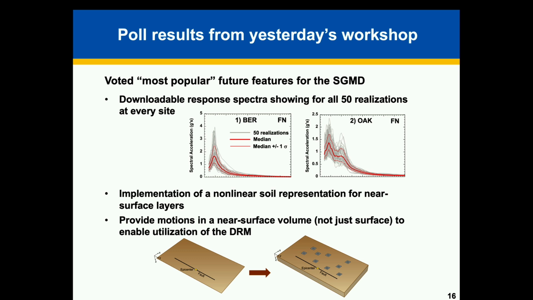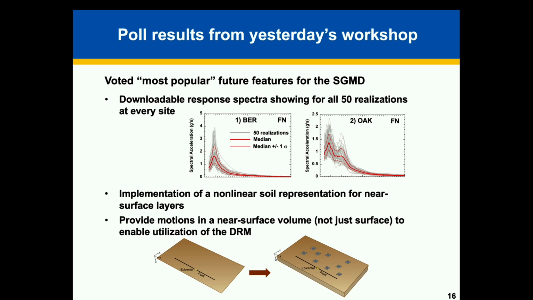So yesterday we took a poll. We had our usual poll, and I wanted to share with you what was voted the most popular future features. Guess what? One of the number one was downloadable response spectra shown for all 50 realizations at every site. And so luckily we've already done that. So we'd be happy to download those graphics so that they're clickable and people can look at that site and see what the frequency content and amplitude of the ground motion looks like.